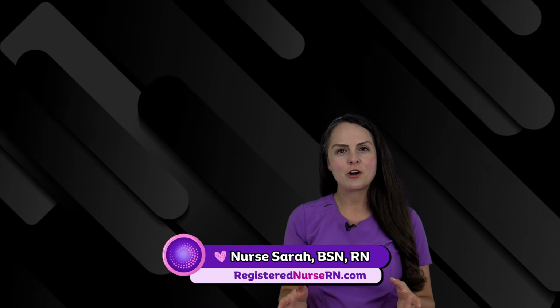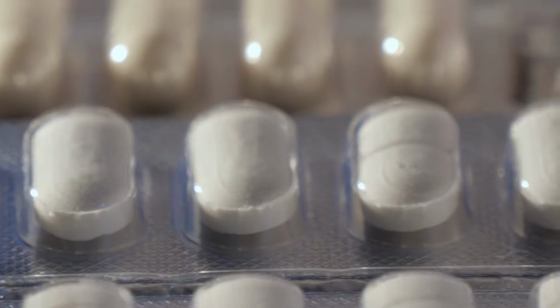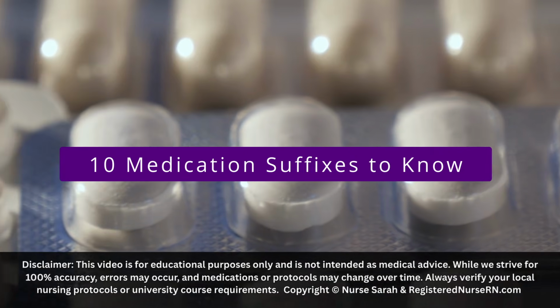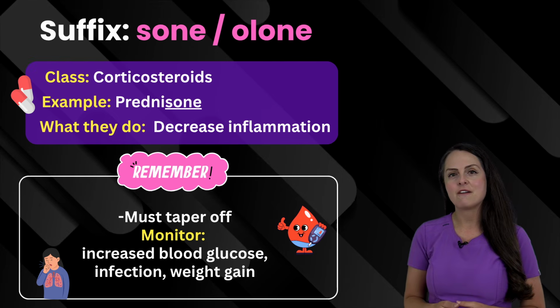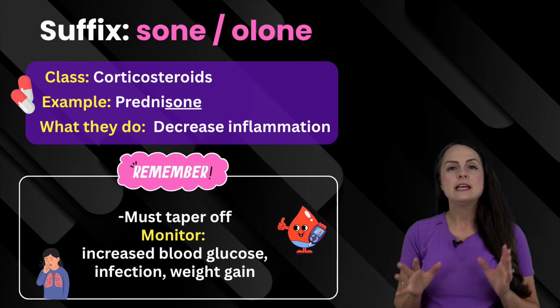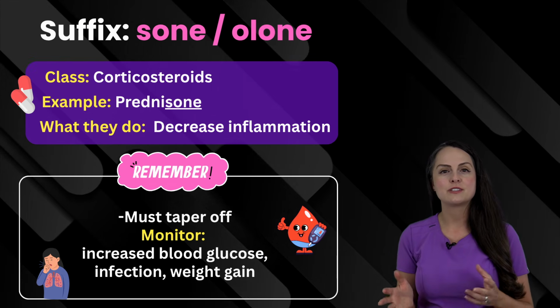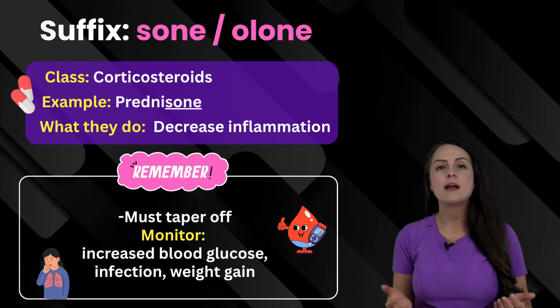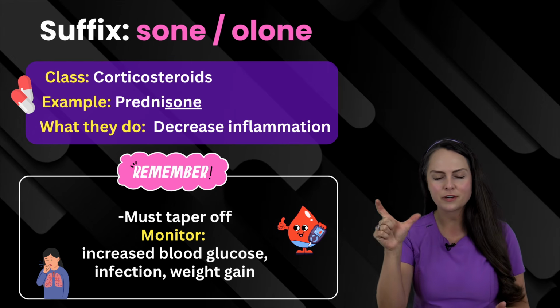If you're going to be taking pharmacology in nursing school, here are 10 medication suffixes that you must know. The first suffixes we have are -sone and -olone. These belong to the corticosteroids, for example, like prednisone. So whenever you see that, think corticosteroids.